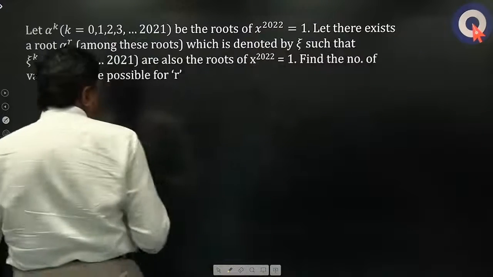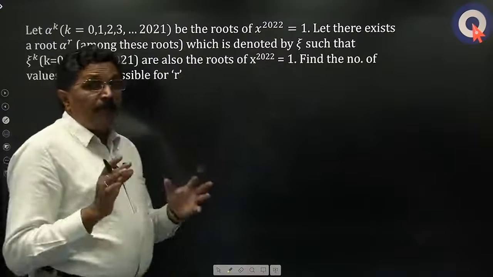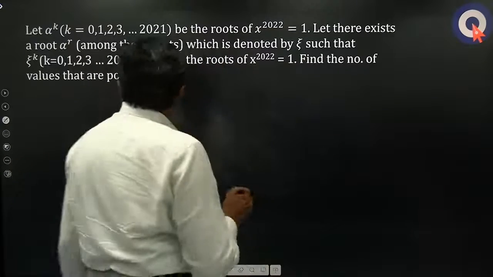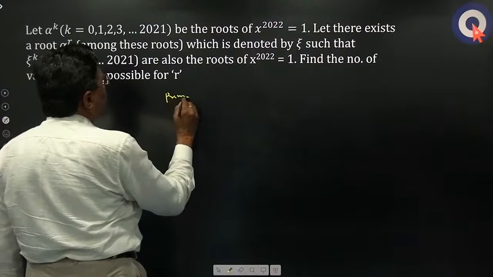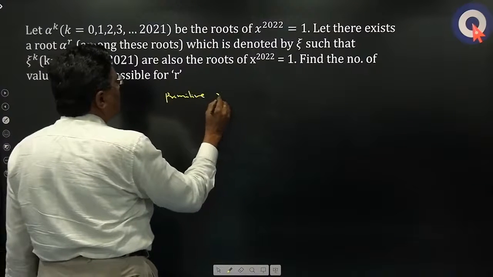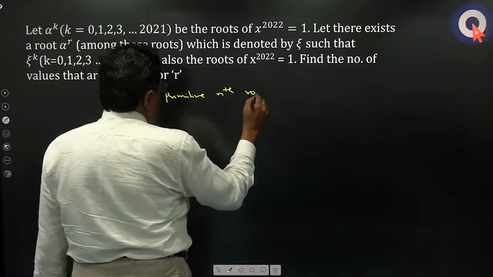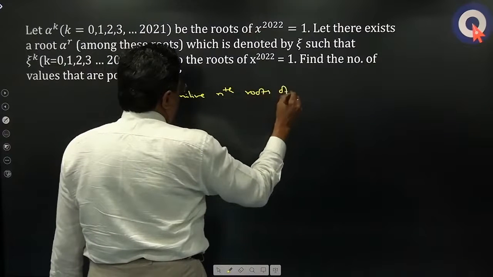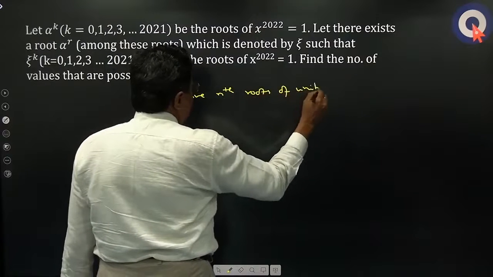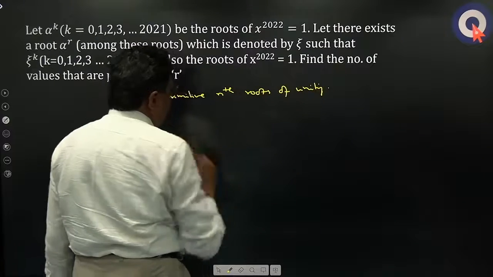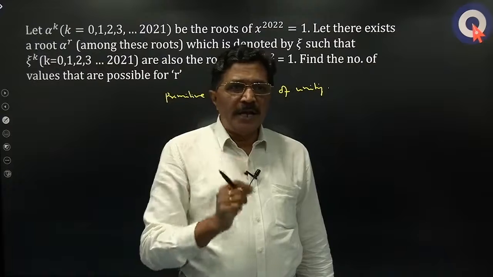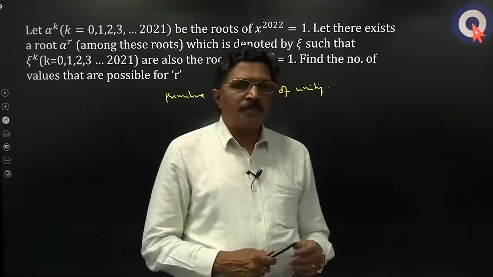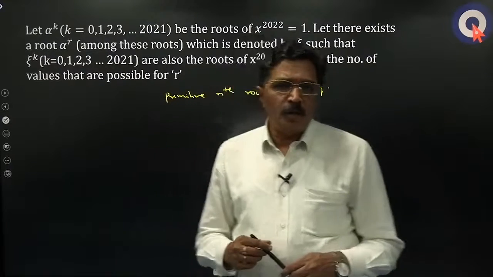So here we are talking about primitive nth roots of unity. Now, what exactly is primitive nth roots of unity? You must be knowing already. I'll just tell the point quickly and move on to solve the problem. What is primitive nth root of unity?